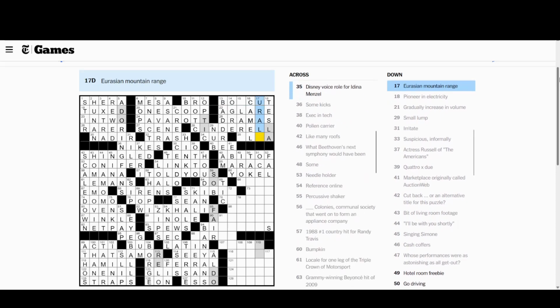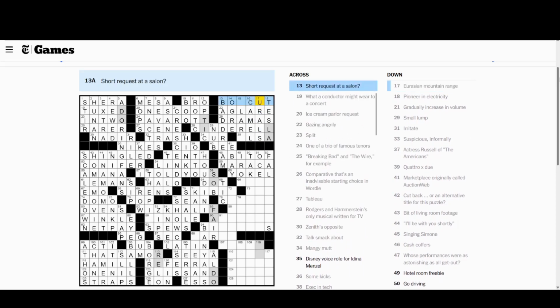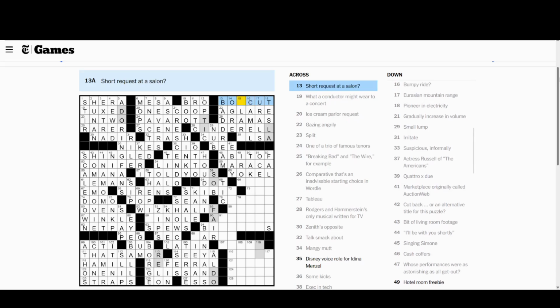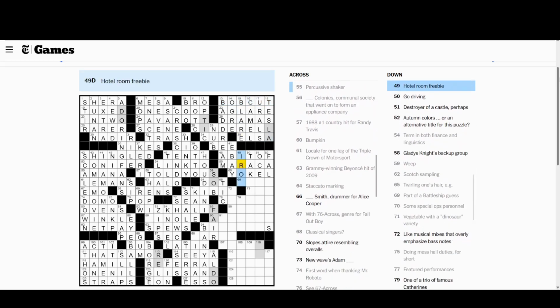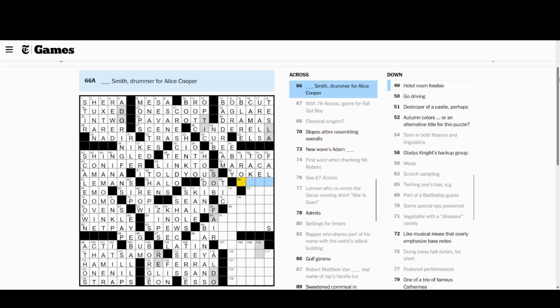I think this is going to be Urals. I think this is going to be obviously some kind of cut. Bob cut? Trumpet is going to be Blair. Alright. So this is going to be an iron.